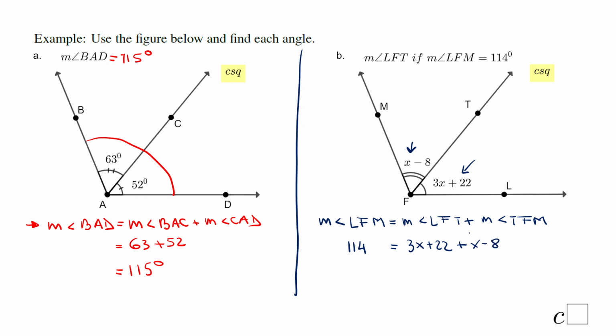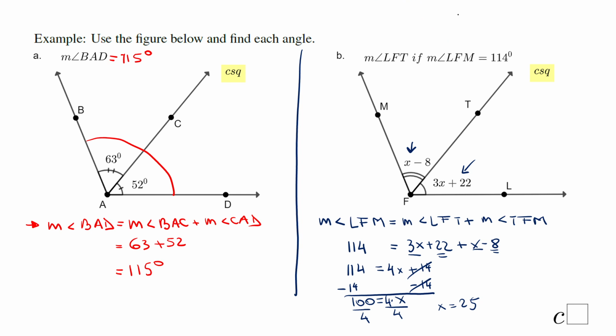So now this is algebra. We're going to have 114 equals what? 3x plus x, that is 4x. These two, we combine them, they are alike. And then we have 22 minus 8, that will be plus 14. So my next step will be to subtract 14 to get rid of this 14. Don't forget to do the same thing on the other side, in this case the left side. And we have here 100 equals 4x. And what will be the last step to find x? Divide by 4. So we have x equals 25, which is the first step in this problem.